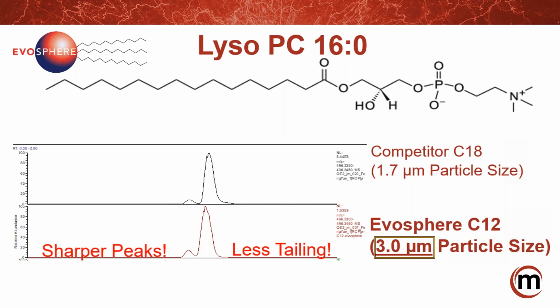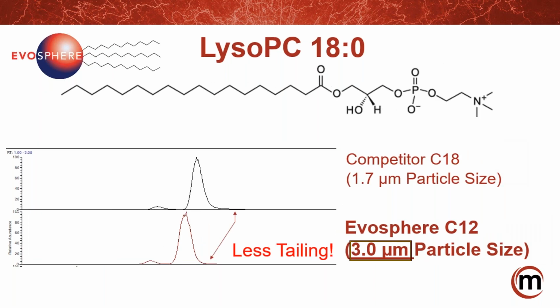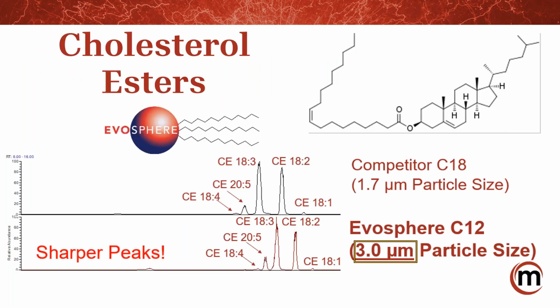So the lysophosphatidylcholine 16:0, 0 meaning no double bonds, sharper peak, less tailing than the industry standard. The lysophosphatidylcholine, 18 carbons, 0 double bonds, less tailing. The cholesterol esters, again, sharper peaks, less tailing. You're seeing a theme here coming on, more retention as well for those 18 carbons, 3 double bonds, 18 carbons, 4 double bonds, 18 carbons, 2 double bonds, 18 carbons, 1 double bond.